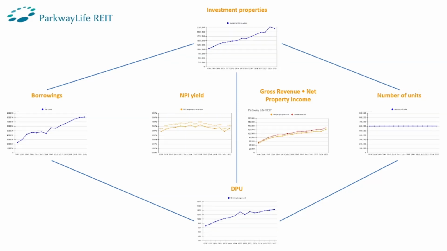Parkway Life is one of the best managed REITs. This is a REIT I study and benchmark to. Their assets are increasing steadily, so is their revenue. Borrowing has also increased. As you will see in the next slide, their gearing is one of the lowest, and interest cover is one of the highest. The number of units has been relatively unchanged all these years. This is very rare. DPU has steadily increased all these years.